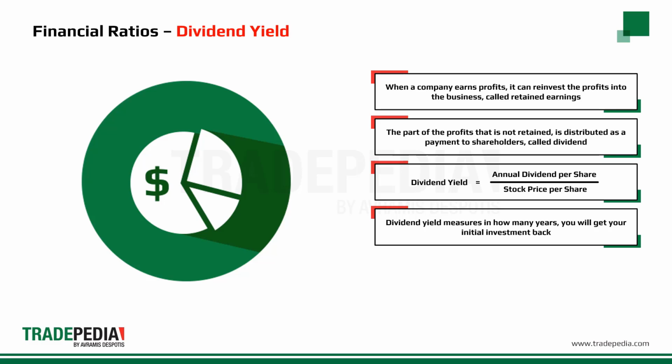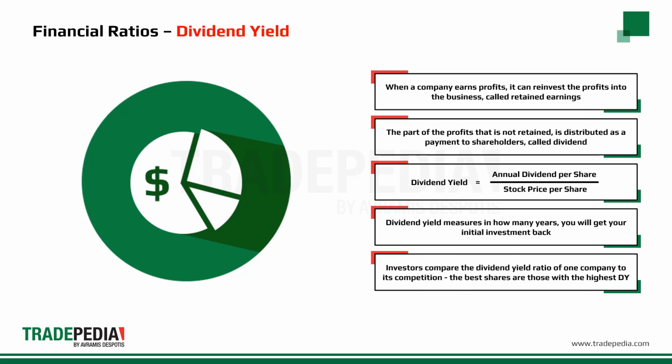If you pay $100 for a share and it has a dividend yield of 10, assuming this will remain constant, you will need 10 years to get back your initial investment. Investors compare the dividend yield ratio of one company to its competition. The best shares are those with the highest dividend yield ratio.